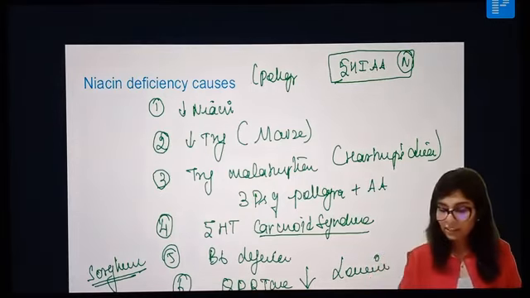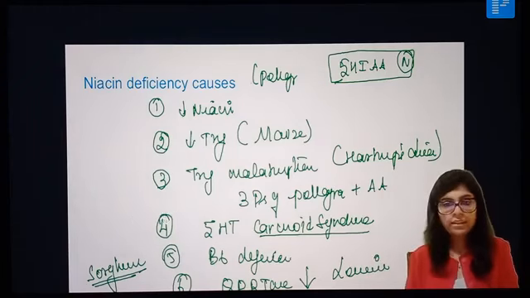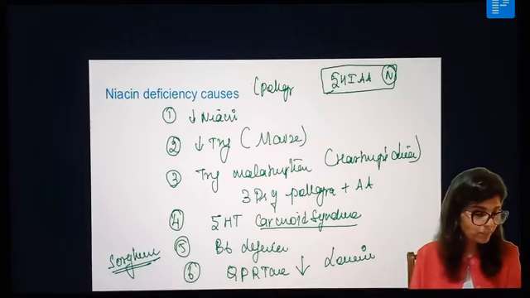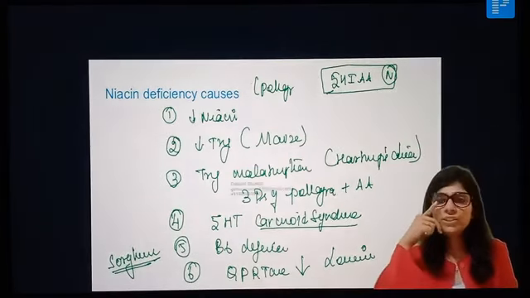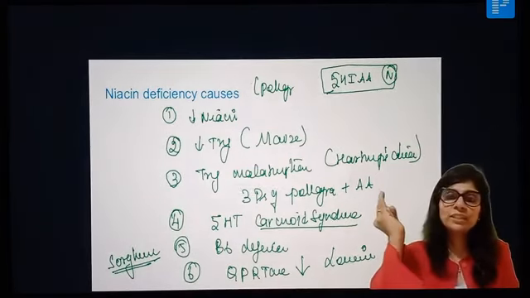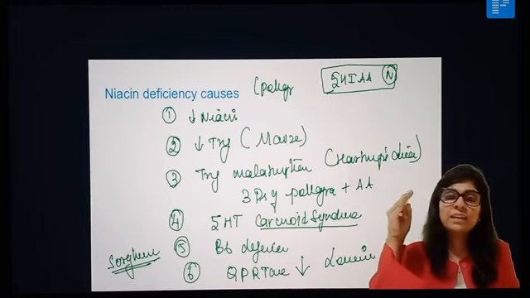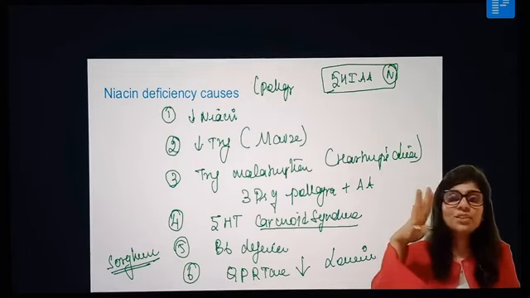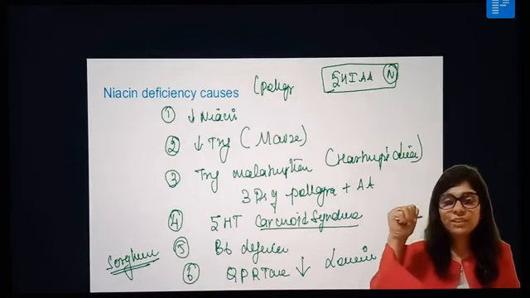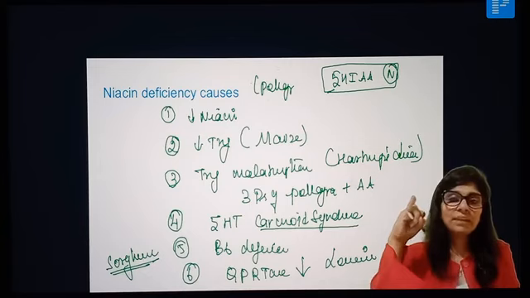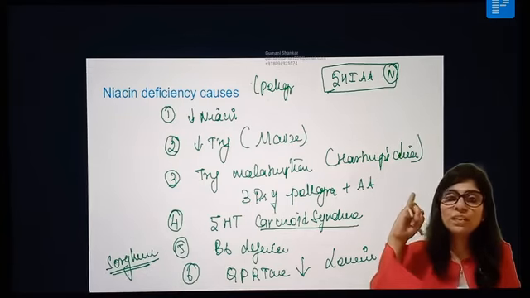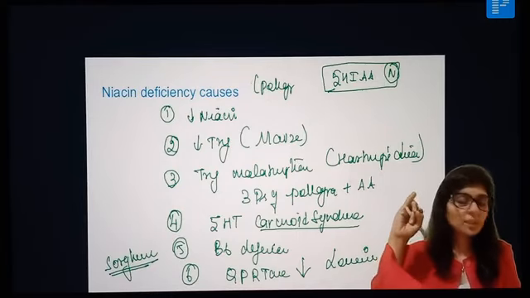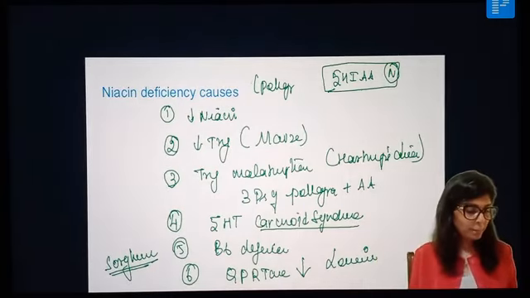You cannot see the last line. I have not written much in the last line. I've just written quinolinate phosphoribosine transferase. So niacin deficiency in the diet, tryptophan deficiency in the diet, which is maize-based diet, tryptophan malabsorption, which is Hartnupp's disease, and then carcinoid syndrome, B6 deficiency, and leucin pellagra. Leucin inhibits quinolinate phosphoribosine transferase. Sorghum is rich in leucin, so sorghum-based diet will cause pellagra.